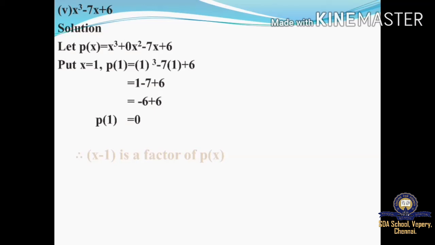I should not write x is equal to minus 1. Students, do not get confused, okay? It is not x equals to minus 1. It is x minus 1, okay? It is a factor of p of x. Now I have to divide this given polynomial synthetically using x is equal to 1, okay?